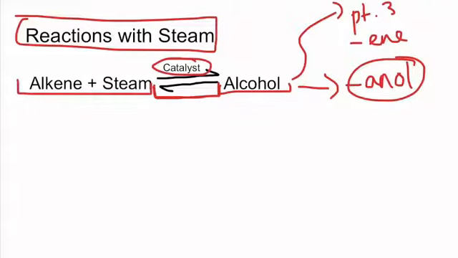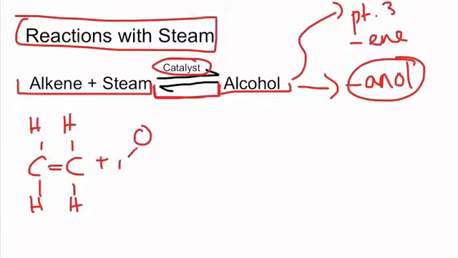So what we're going to do now is look at the display formulas to see how this works. So we're going to start off with ethene, C2H4, and we'll react that with steam, which we know is the same as water, H2O. And it's a reversible reaction that produces an alcohol.